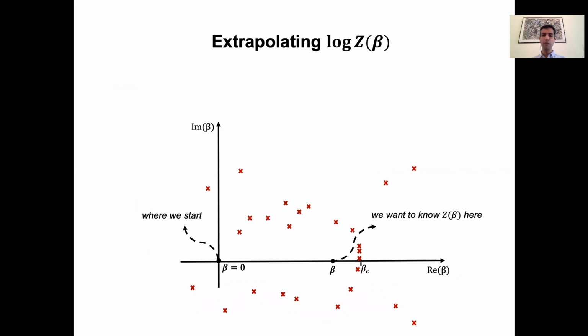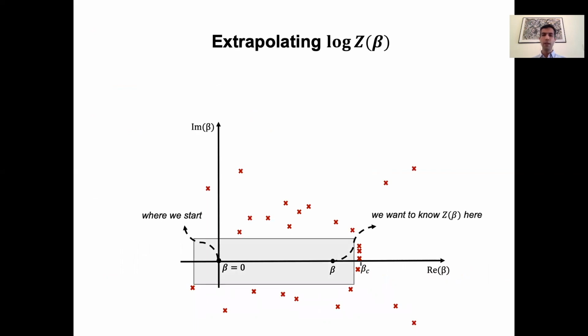The idea of the algorithm is the following. We start from beta equals 0, meaning at infinite temperature, and extrapolate the solution there, which is easy to find, to estimate the partition function at some other beta, which is constantly far from the critical point.